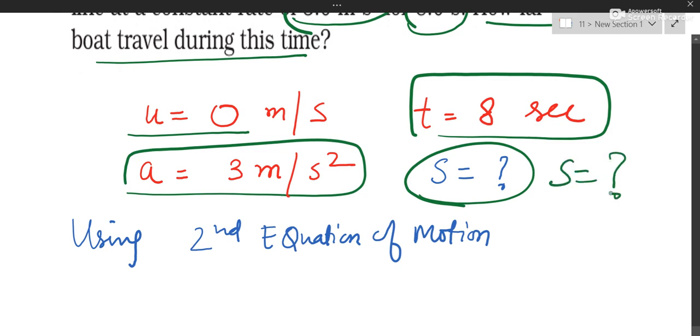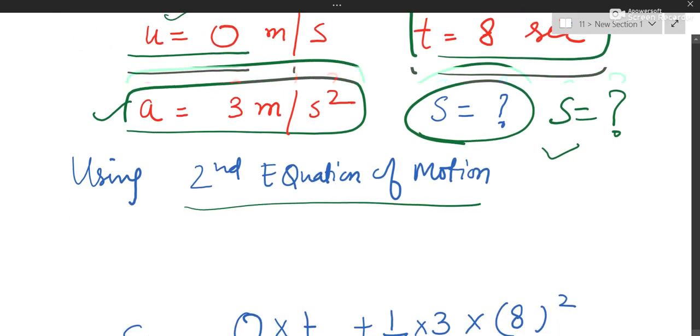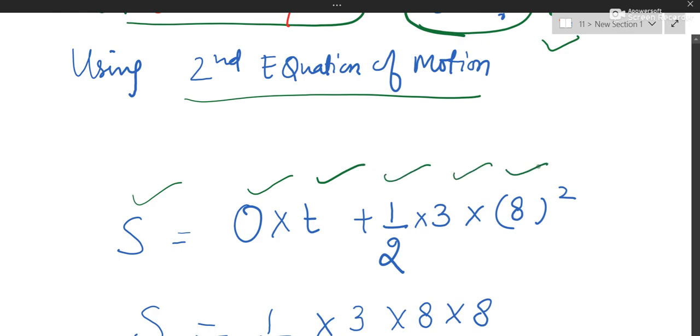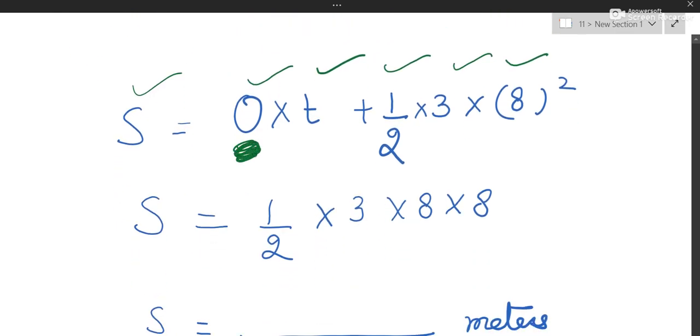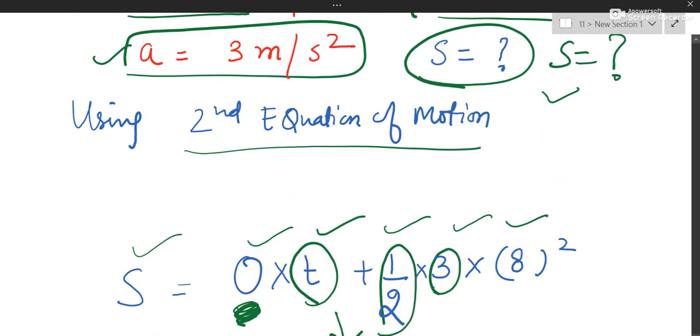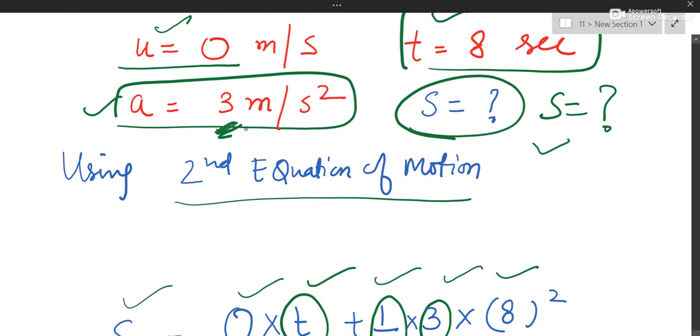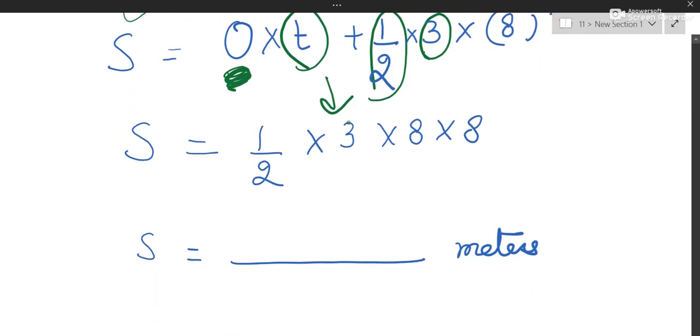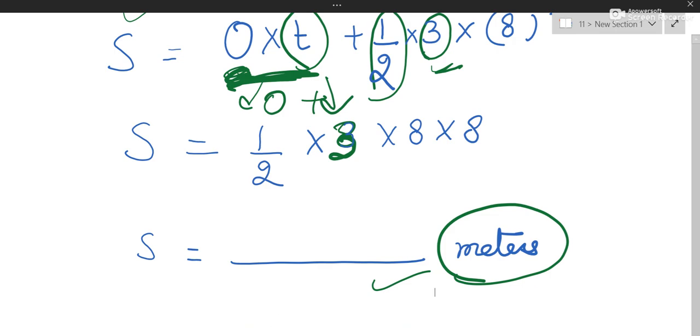Now wisely you can choose the equation in which S is there, t is there, u and a. So that equation is the second equation of motion, which is S is equal to ut plus half a t square. Substitute the values. u is given as 0, acceleration is given as 3 and time is given as 8. It is 0 into t, which is 0. Rest you can keep and calculate and report the answer in meters. So prepare 4 questions.